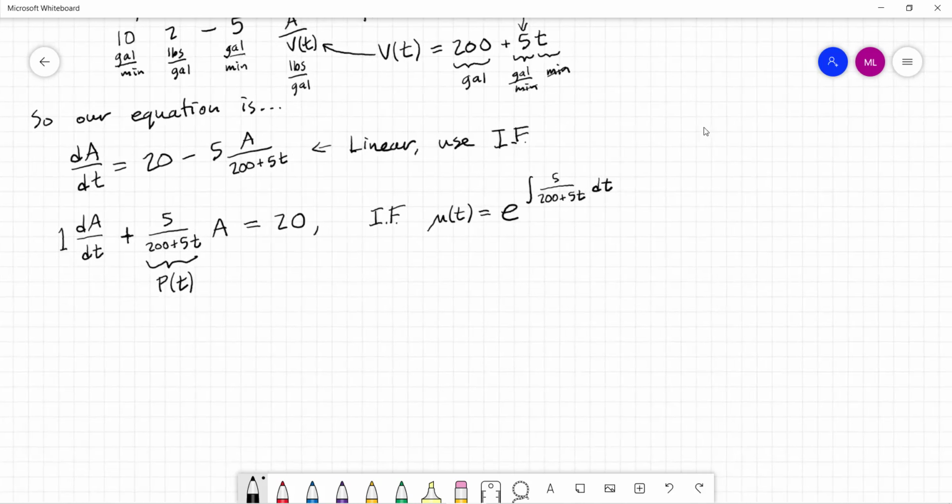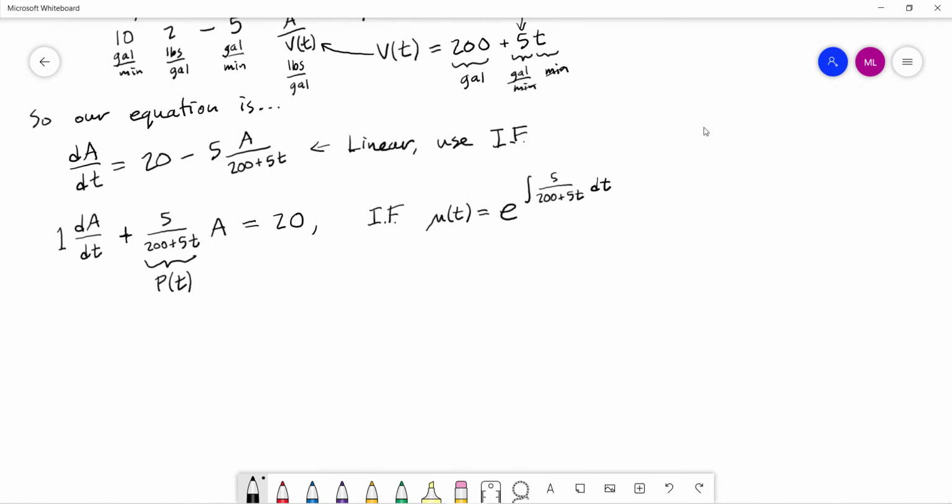So let's do a u substitution to figure out this integral over here. What I would do is let u be equal to our whole denominator there, so 200 plus 5t. What is du then? When we take the derivative, I would simply get 5 dt, which is kind of nice. I've already got that 5 sitting there, so here's my 5 dt. There's my du over u. What's the integral of du over u?